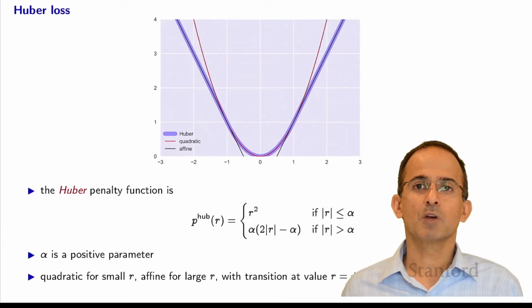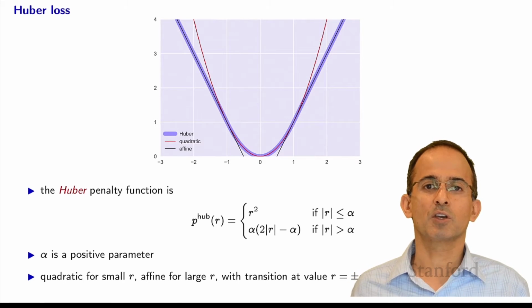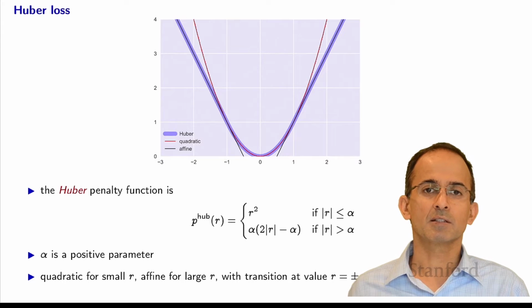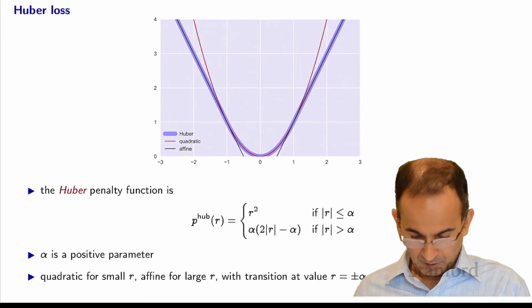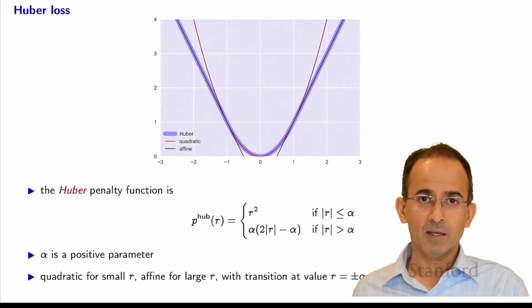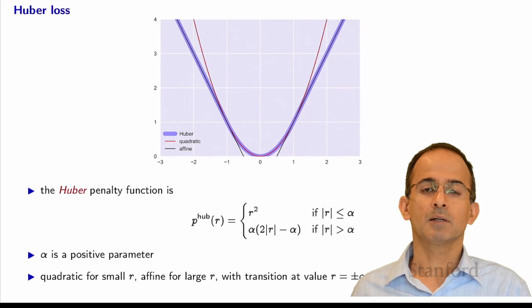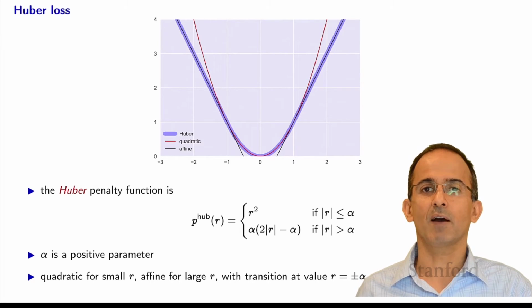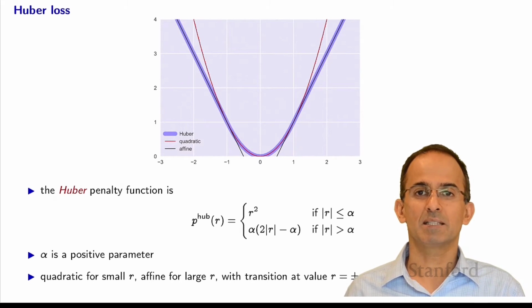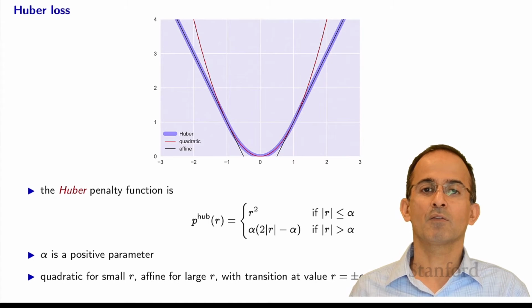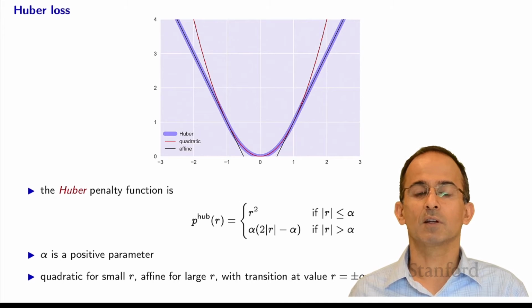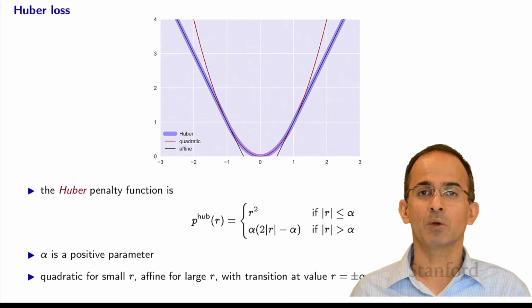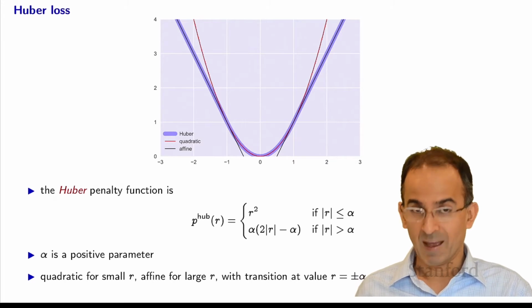Now the most famous robust penalty function is called the Huber penalty function. This is named after a Swiss statistician named Peter Huber. And it looks like this. It is a function which is defined in two pieces. First it's defined for small r, and then separately it's defined for large r. And so the transition value will be alpha.